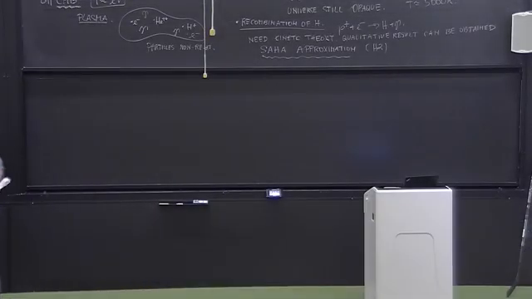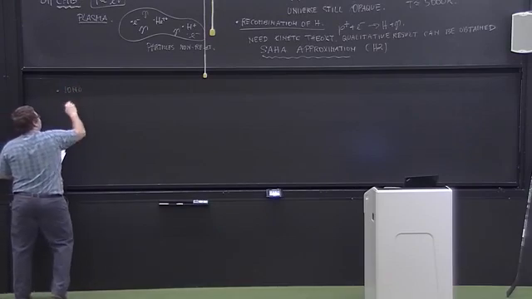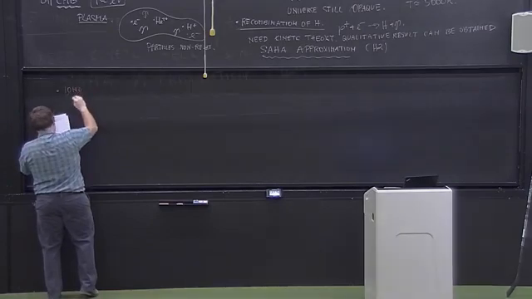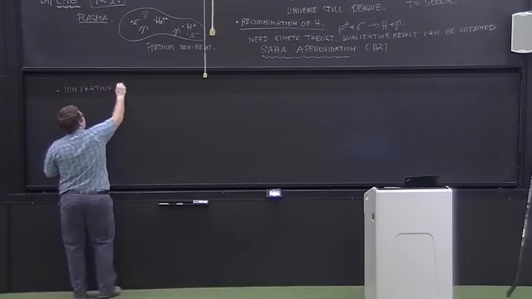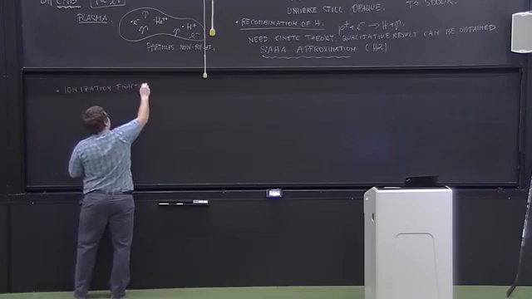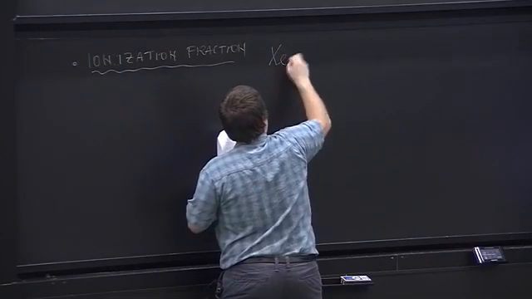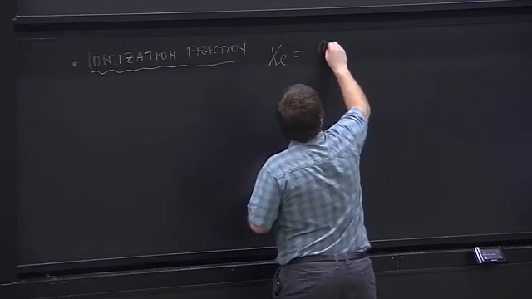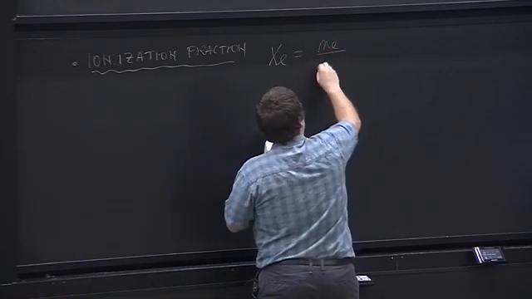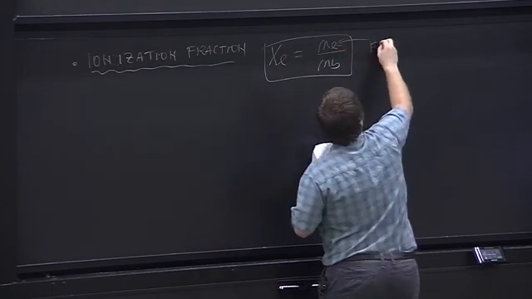So let me just give you the result, what you should get. People like to introduce a fraction, the ionization fraction, which is the number of free electrons, or density of free electrons, divided by the density of baryons. So these are free electrons.